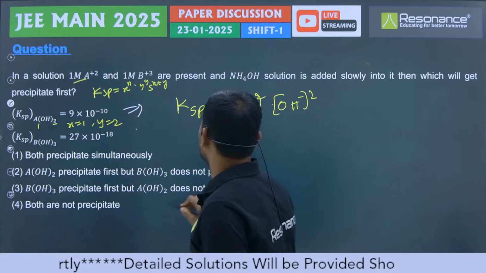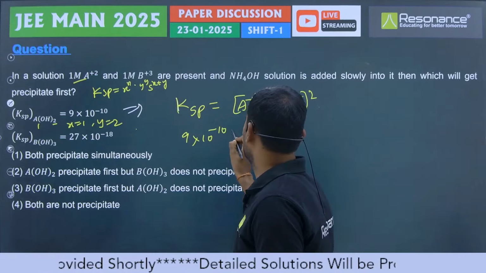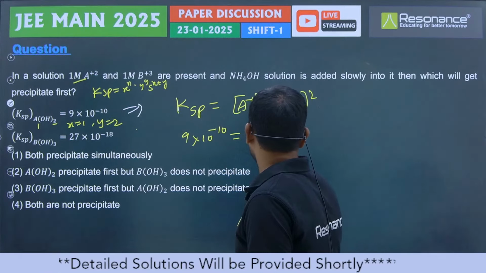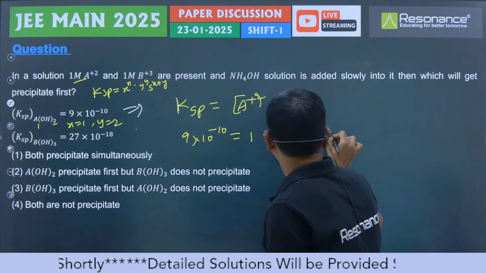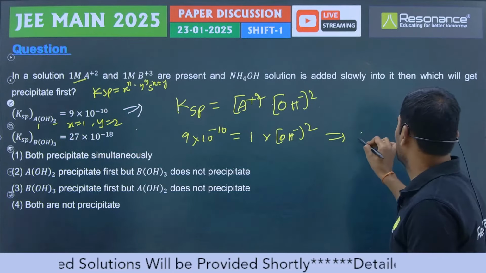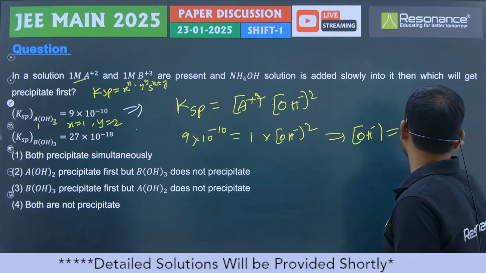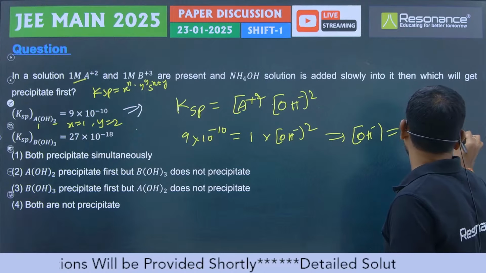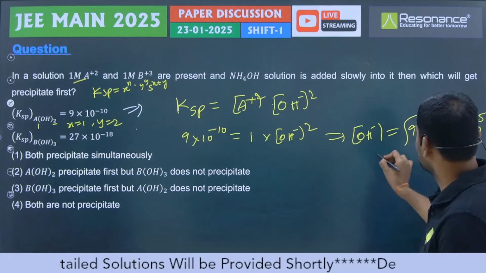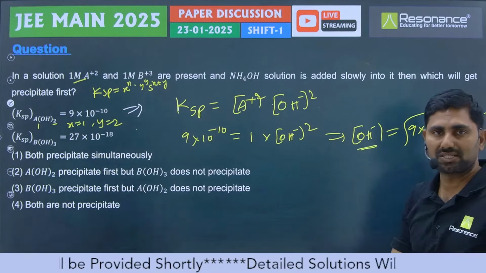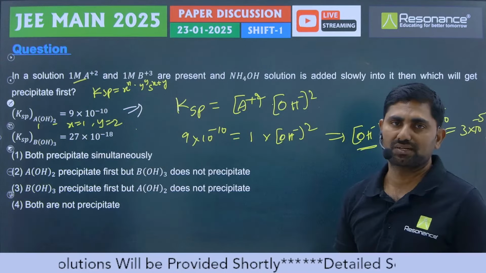So 1 m is given. The KSP value is 9 into 10 power minus 10, equal to 1 into OH minus squared. By calculating, you can get OH minus equal to root of 9 into 10 power minus 10, which is nothing but 3 into 10 power minus 5. So this much concentration of OH minus is required to precipitate A OH twice. This is the minimum concentration required.